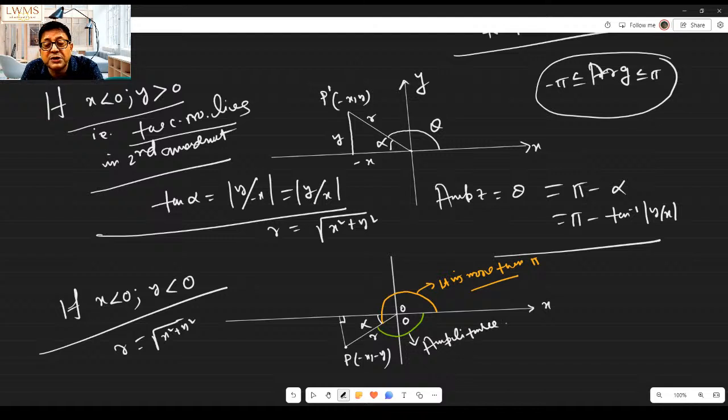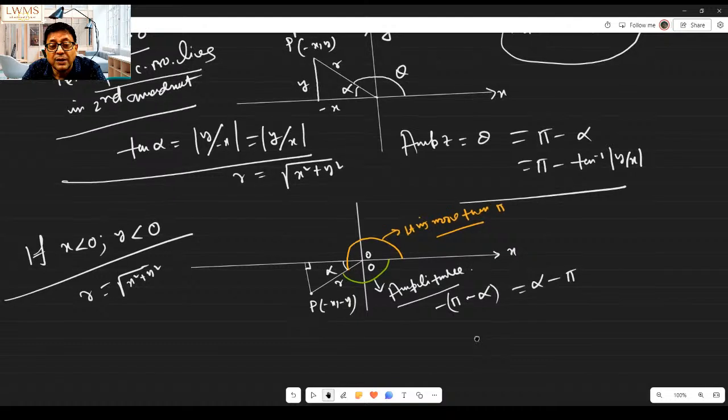So how to write amplitude this time now? Because this angle is alpha, so minus pi, this is minus pi, no? From here to here, if you consider minus pi, we want this angle. So this angle means total angle pi, from pi you subtract alpha. So it is going to be alpha minus pi. But what is alpha here? How do I get alpha here? This is minus x, this is minus y.